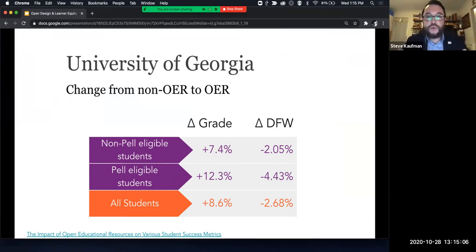Does this actually work? Well, yeah, at the University of Georgia, we saw that the grades went up. This is a comparison of courses that adopted OER to non-OER within the same area. 7.4% for non-Pell eligible students, and 12.3% grades went up for Pell eligible. Our most at-risk students that have the most adversity to face, those grades increased. Look at the DFW rates, all went down, right? Even across all students, Pell or non-Pell eligible. So this does work. This does answer a major issue that we have in higher ed, the cost of materials.